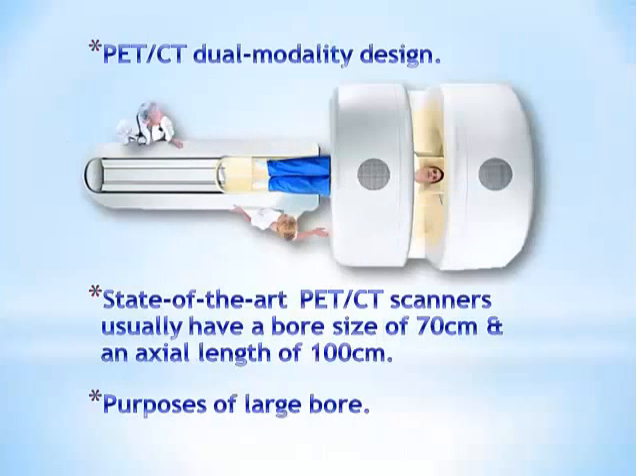Right, so in a PET-CT scanner, the PET and CT tomographs are both housed in a single gantry, where the CT tomograph is fitted in the front of it, while the PET tomograph is fitted in the back of it. The state-of-the-art PET-CT scanners usually have a bore size of 70 centimeters and an axial length of 100 centimeters. The large bore has two purposes. First of all, it allows the usage of immobilization devices like body molds and head casts, as well as it will accommodate large patients.